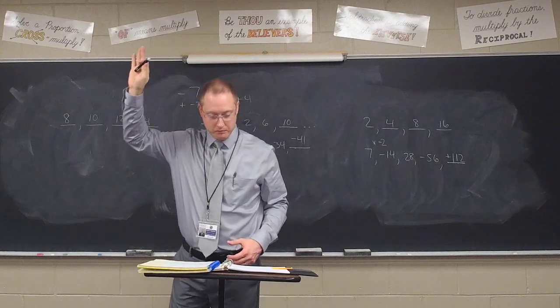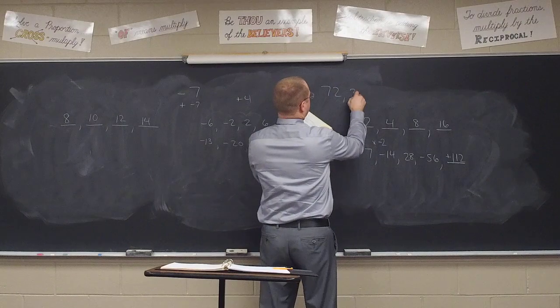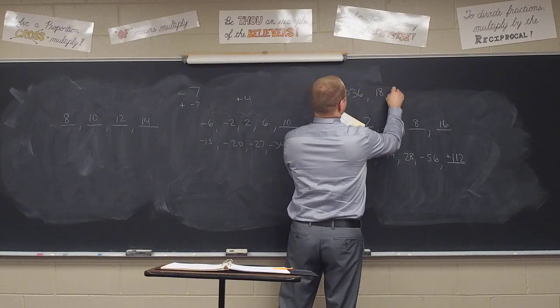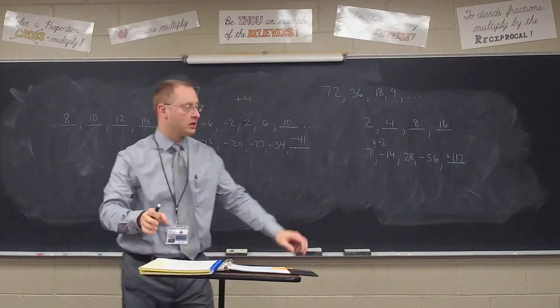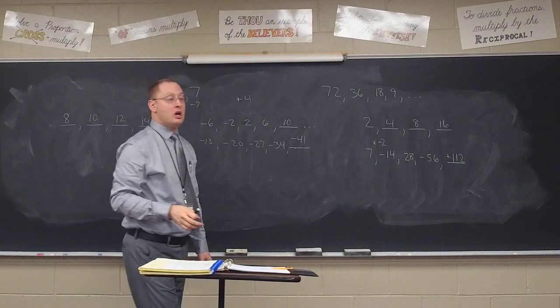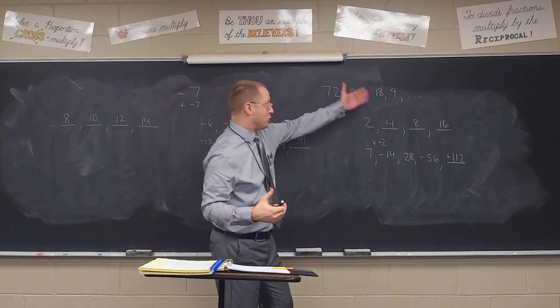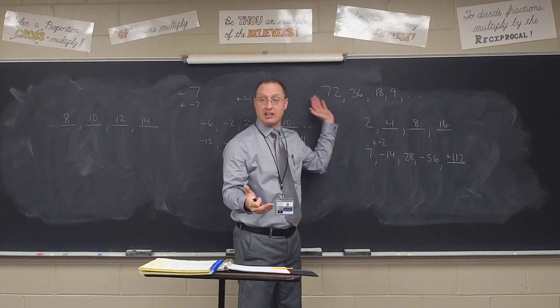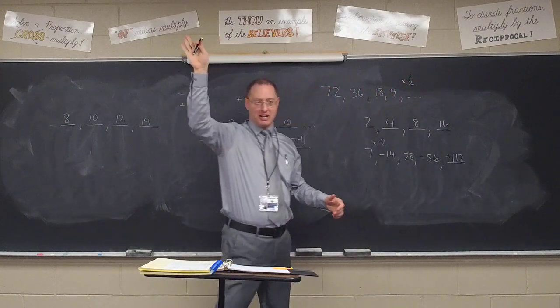Questions on that one? Look at number 11. We've got a 72, then a 36, then an 18, then a 9. Corey, what does it look like we're doing? We're multiplying by 1/2. Okay, if you could see that, that's awesome. It looks to me like we're dividing by 2, but yeah, he recognized it. We're cutting them in half. We're multiplying by 1/2. How many thought dividing by 2, right?